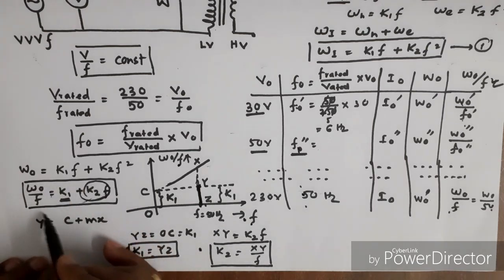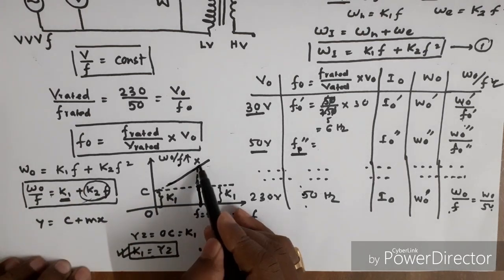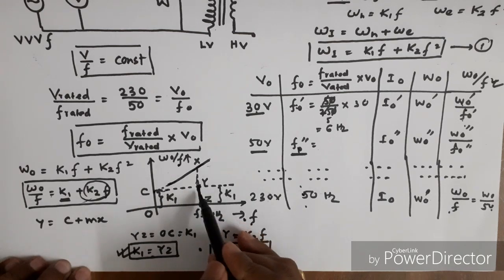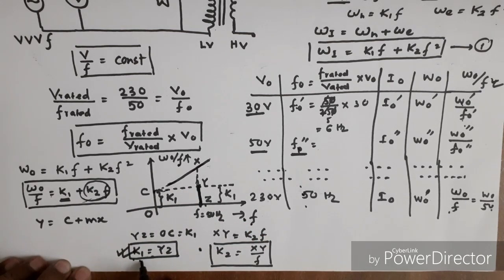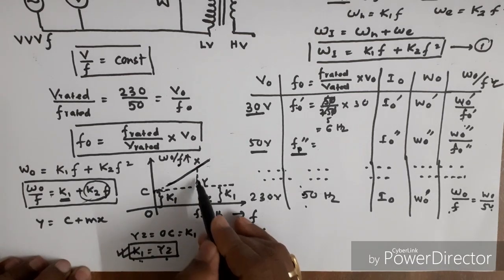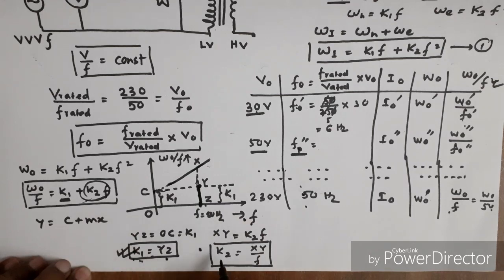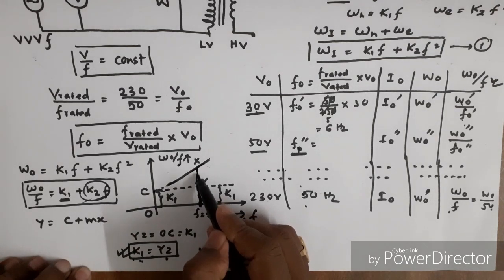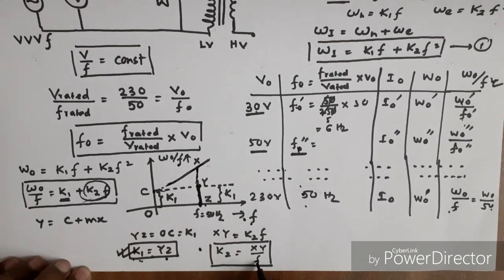From this equation we can see this is a straight line but not passing through the origin, and from here we see that K1 equal to YZ. YZ can be easily calculated from the graph, and K2 equal to XY by F. XY can be easily calculated from the graph. For a frequency of 50 Hz, we know K1, we know K2.